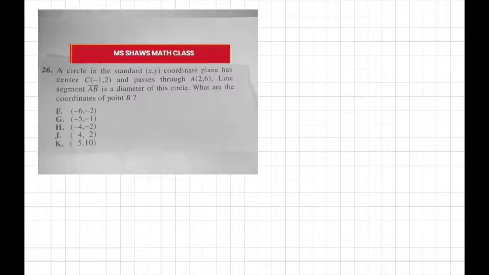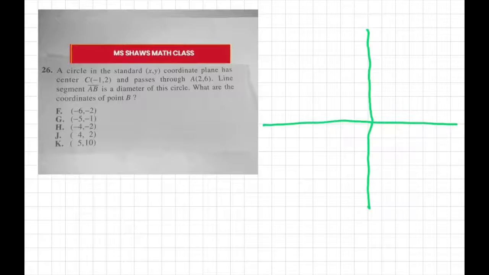Next one. Okay, so this one I'm going to go ahead and put graph paper on here. This is a circle with the center at negative 1, 2. So I'm going to draw that here. Negative 1, 2 is right here. That's the center, and that's C. And it passes through 2, 6. So there's 2, 2, 3, 4, 5, 6. And that is A.